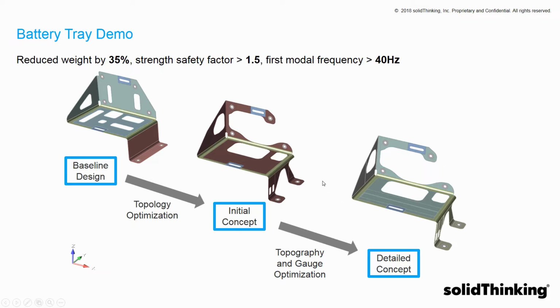Today I'm going to do a little demo to show you how to use Inspire's technology to optimize and redesign a battery tray for a car. On the left hand is the baseline design, and on the right hand is the optimized design. The optimized design saves weight by 35%, and it still meets the performance requirements, that is safety factor greater than 1.5 and first modal frequency greater than 40 Hz.